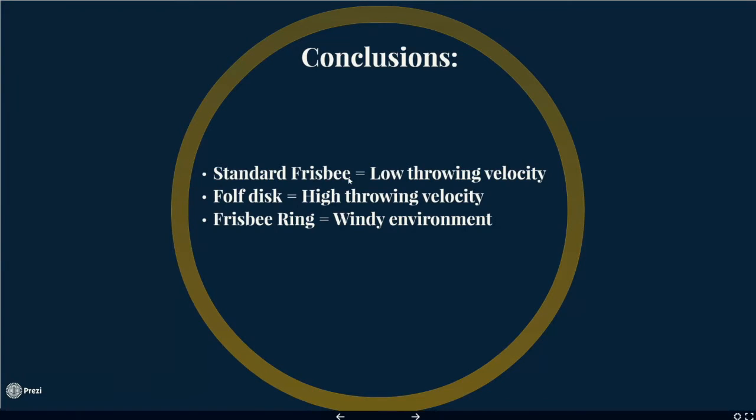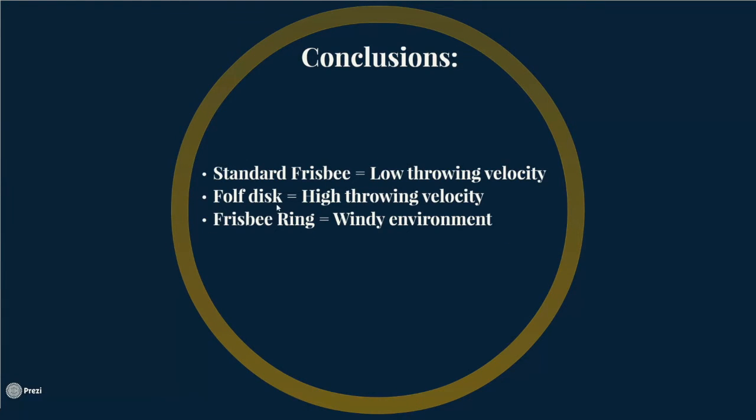The standard Frisbee, which produced the highest drag values across the board, is the best for low throwing velocities. This is because as the velocity increased, the ratio of drag over lift also increased, and therefore the drag was beginning to dominate as velocities got high, and therefore is the best for low throwing velocities.